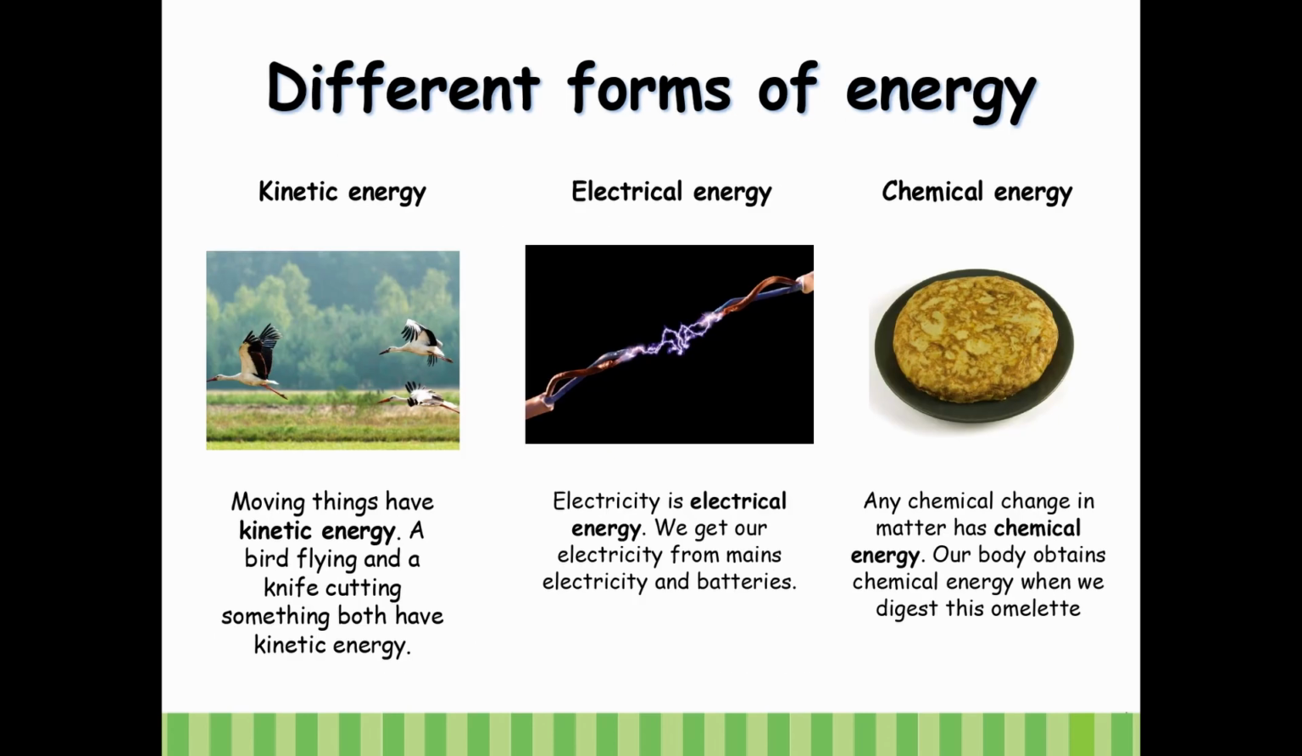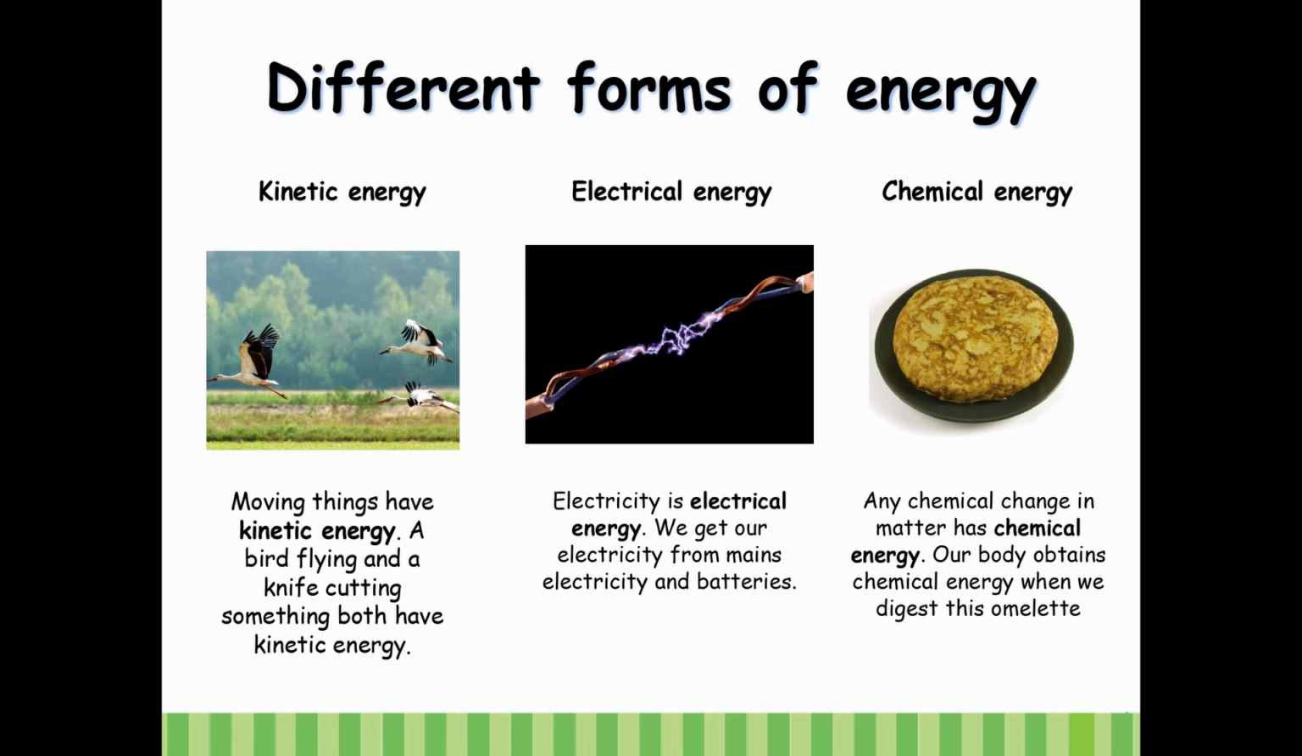Different forms of energy: kinetic energy, electrical energy, chemical energy. Kinetic energy. Moving things have kinetic energy. A bird flying and a knife cutting something both have kinetic energy. Electrical energy. Electricity is electrical energy. We get our electricity from mains electricity and batteries.